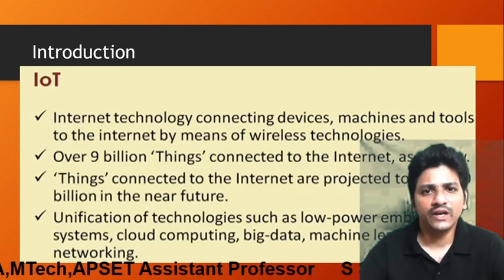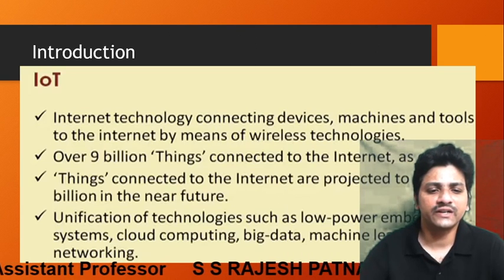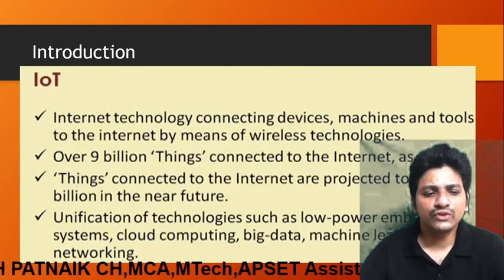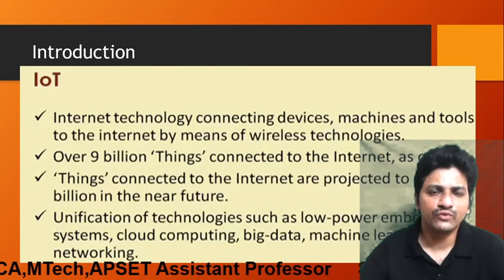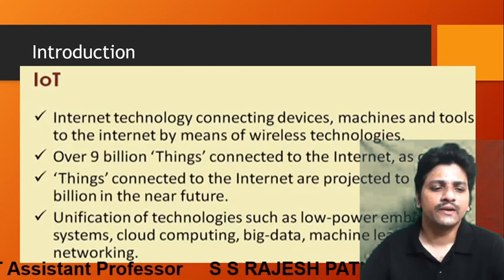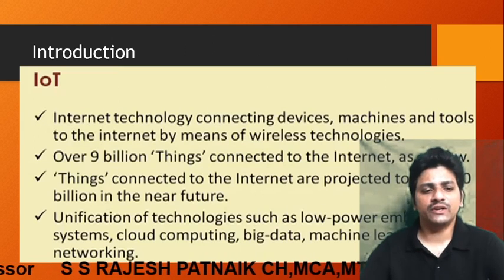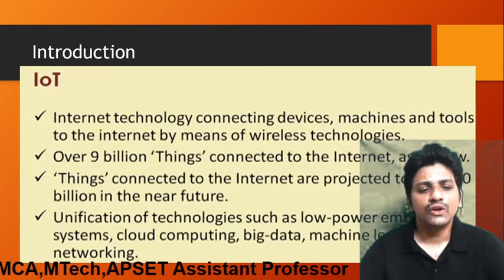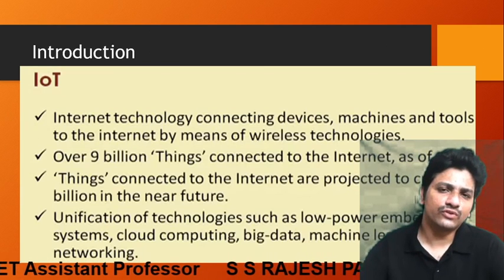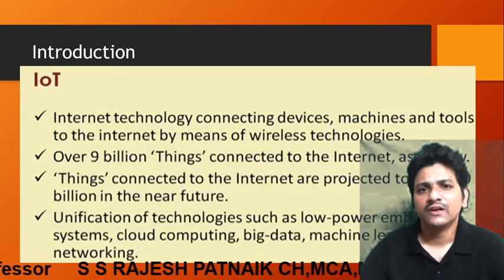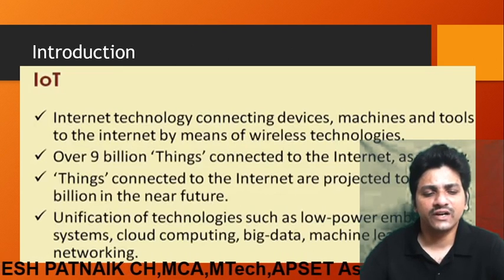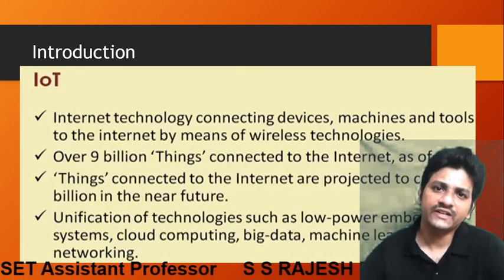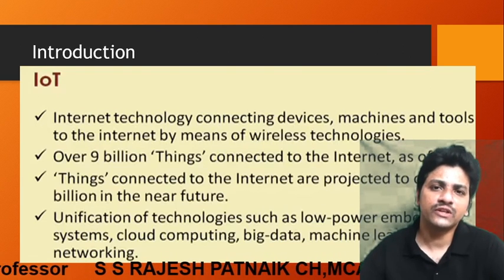So, in the first point, we are understanding that internet technology is connecting devices. So, machines and tools are connected to the internet by means of wireless technology. Through wireless technology, we are connecting so many types of devices. So, over 9 billion things are connected to the internet as of now. It is not only 9 billion, the figures have now changed. Okay, so in this slide, I am showing that there were over 9 billion Internet of Things, meaning real-time objects connected to the internet to perform smart tasks.